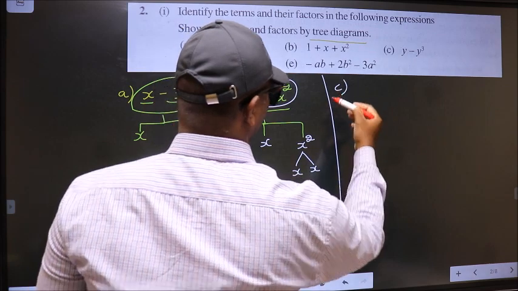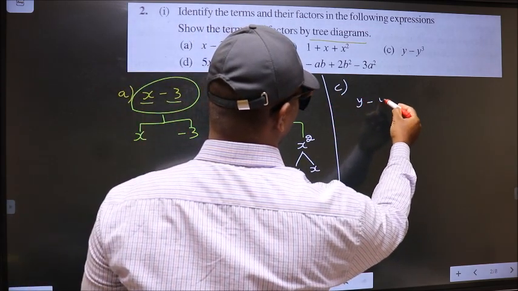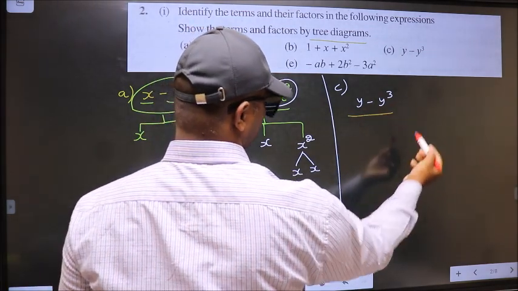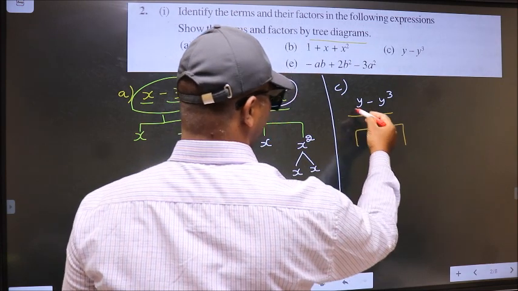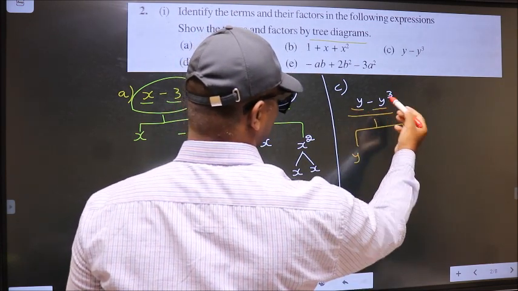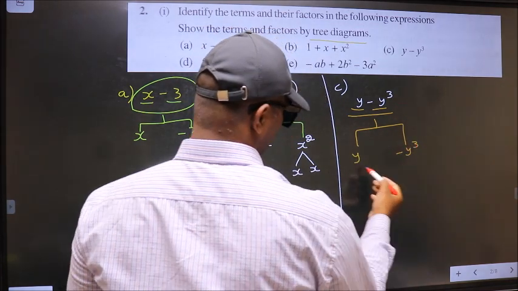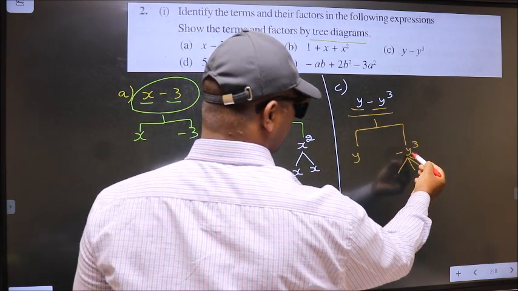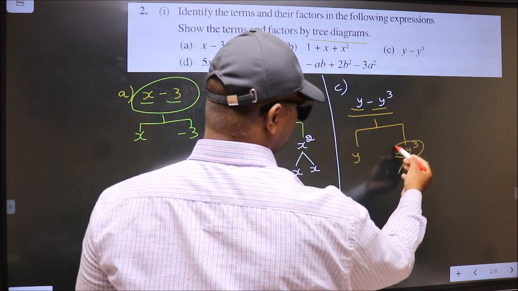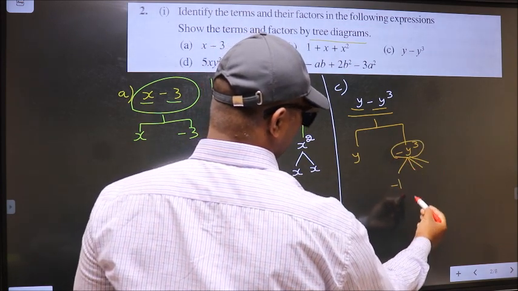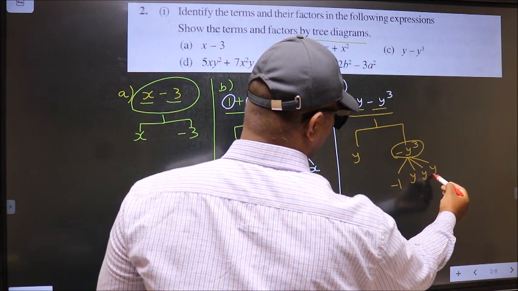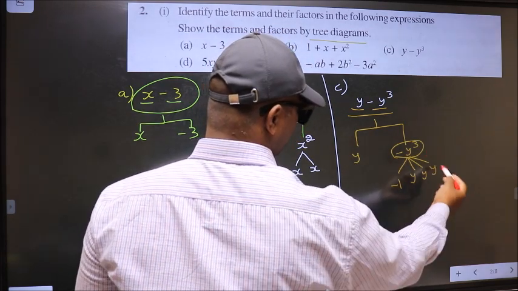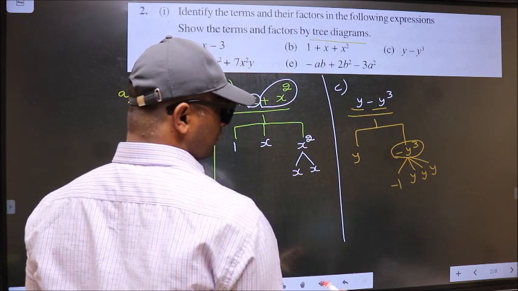Next, C1. Y minus y cube. In this expression, the terms are y and minus y cube. Y we leave it like that. Now by multiplying what all will we get minus y cube? To get minus y cube, we should multiply minus 1, y, y and again y. Minus 1 into y into y into y, we get minus y cube. So these are all the factors of minus y cube.